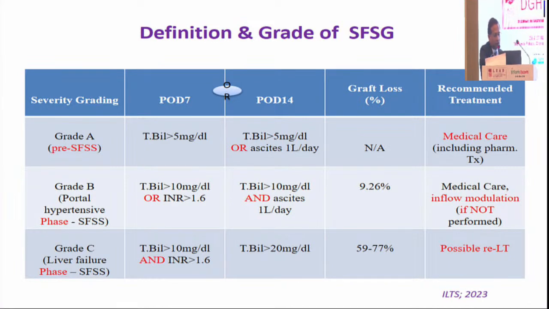They also try to tell how much graft loss you have in each. And grade C is obviously advanced liver failure with a bilirubin of more than 20 on day 14 with a very high graft loss. So our patient probably falls in grade B. He has a bilirubin of more than 10, ascites of more than 1 liter at about 2 weeks.